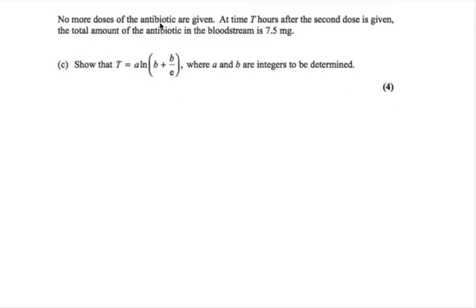No more doses of the antibiotic are given. At time t hours after the second dose is given, the total amount of the antibiotic in the bloodstream is 7.5 milligrams. Part C says, show that t equals a ln of b plus b over e, where a and b are integers, so whole numbers, to be determined.